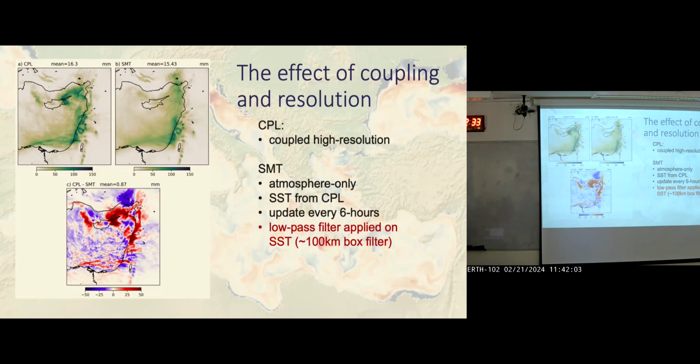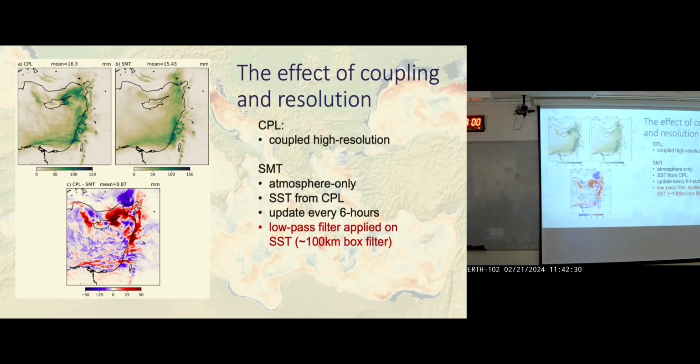So that was the coupled simulation, and we were happy with that because we got results that look more or less like what we expect from observations. So the next step was to try to see the effect of the eddies. What I did was to run another simulation, SMT, a smooth simulation. This simulation is an atmosphere-only simulation.